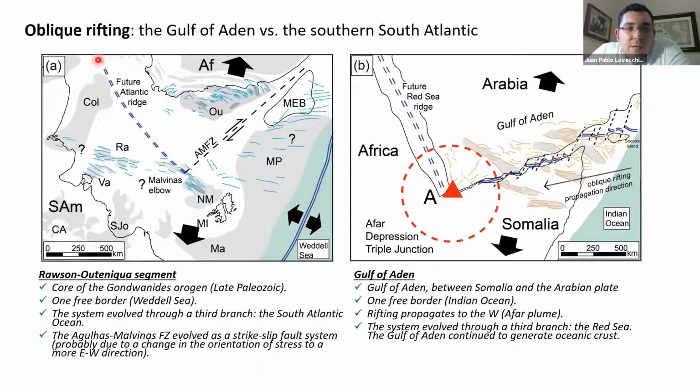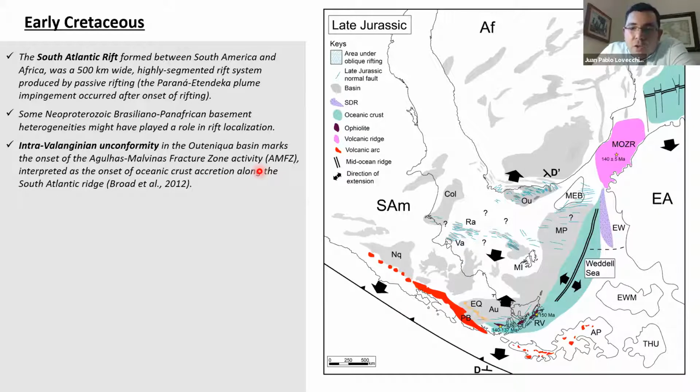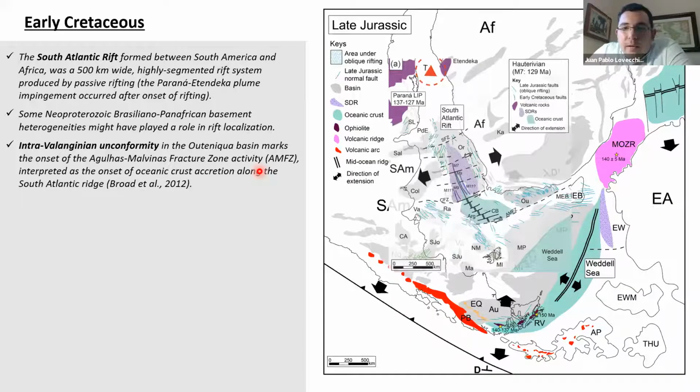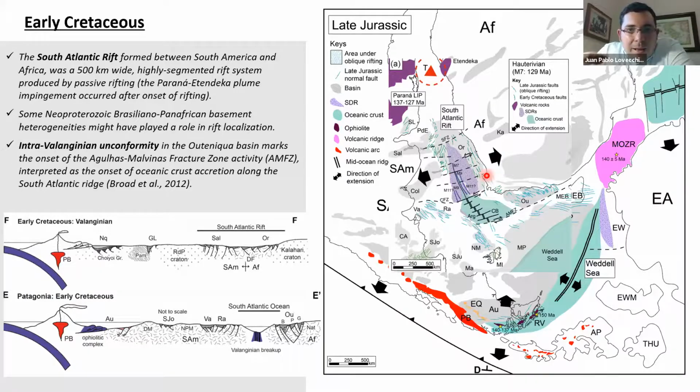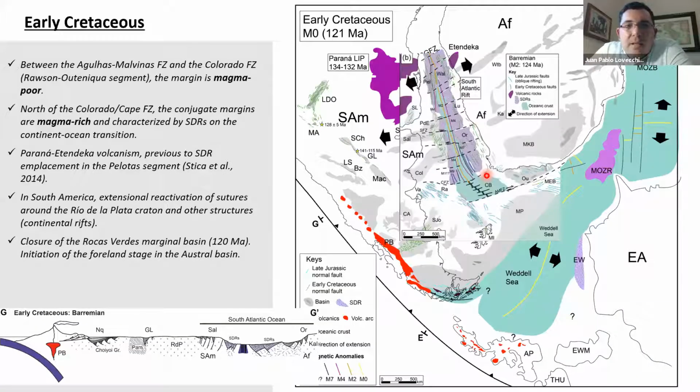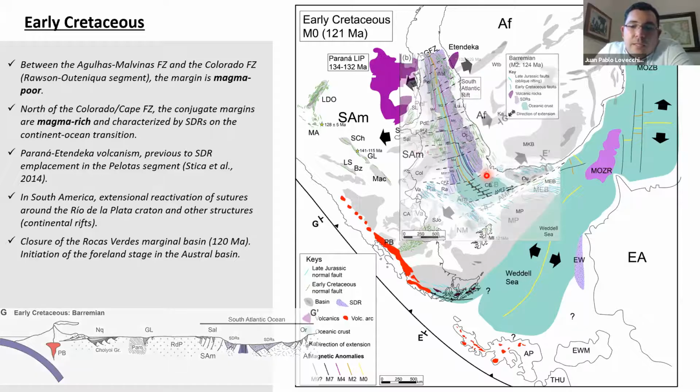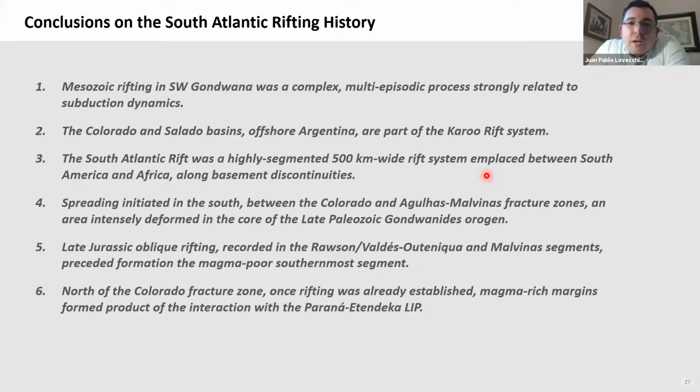In this case, it is the future ridge of the Mid-Atlantic and the Agulhas-Malvinas fracture zone between Africa and the Malvinas Plateau. For the early Cretaceous, we have the opening of the southernmost segment of the South Atlantic here, north of the Agulhas-Malvinas fracture zone, and emplacement of SDRs towards the north. These SDRs are magmatic wedges of basalts and shallow marine and aeolian sediments that are formed during the breakup. And this is the evolution for this part of the South Atlantic.